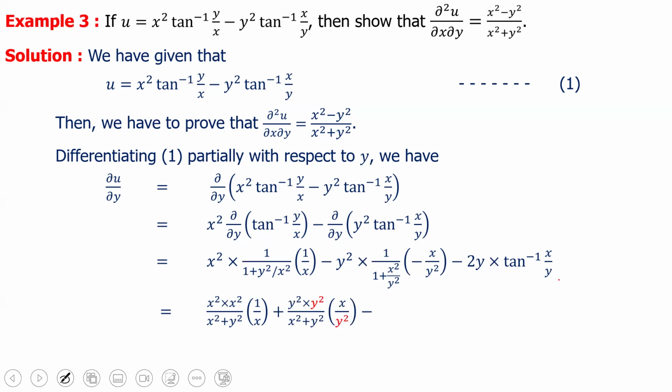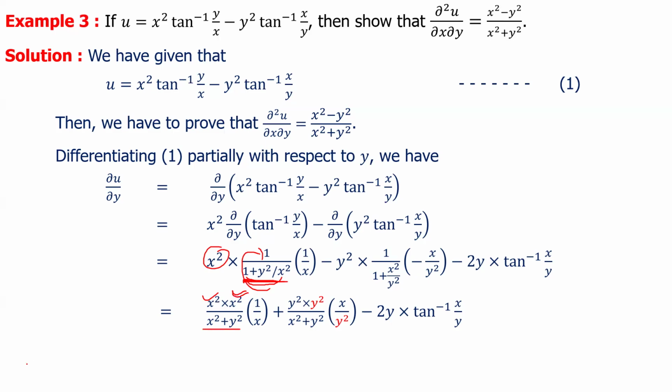Okay, so let us again try to simplify it. This one is x square, and this one is 1 plus y square upon x square, so the LCM is x square. So x square into x square, and this x square goes to the numerator. So we can write x square into x square upon x square plus y square, and this is 1 by x over here. I think this is clear to everyone. What is the value of this? It is nothing but x square upon x square plus y square.